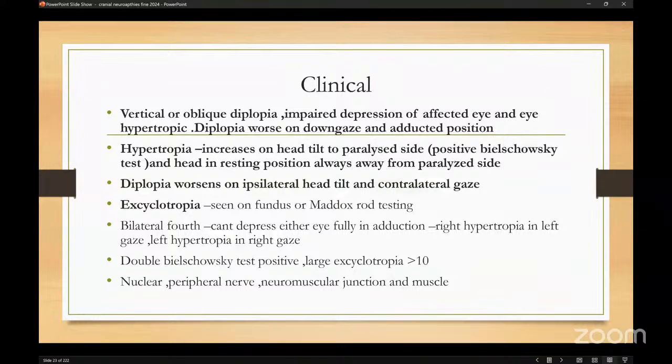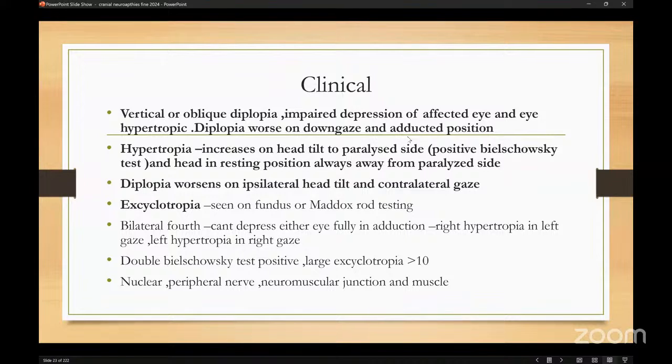That is impaired depression of the affected eye, and that affected eye will be hypertropic. Okay. And the diplopia worsens on the down gaze because the eye is not going down. Eye is remaining up because of superior oblique involvement. Depression is impaired, and diplopia becomes worse when you're trying to look down.